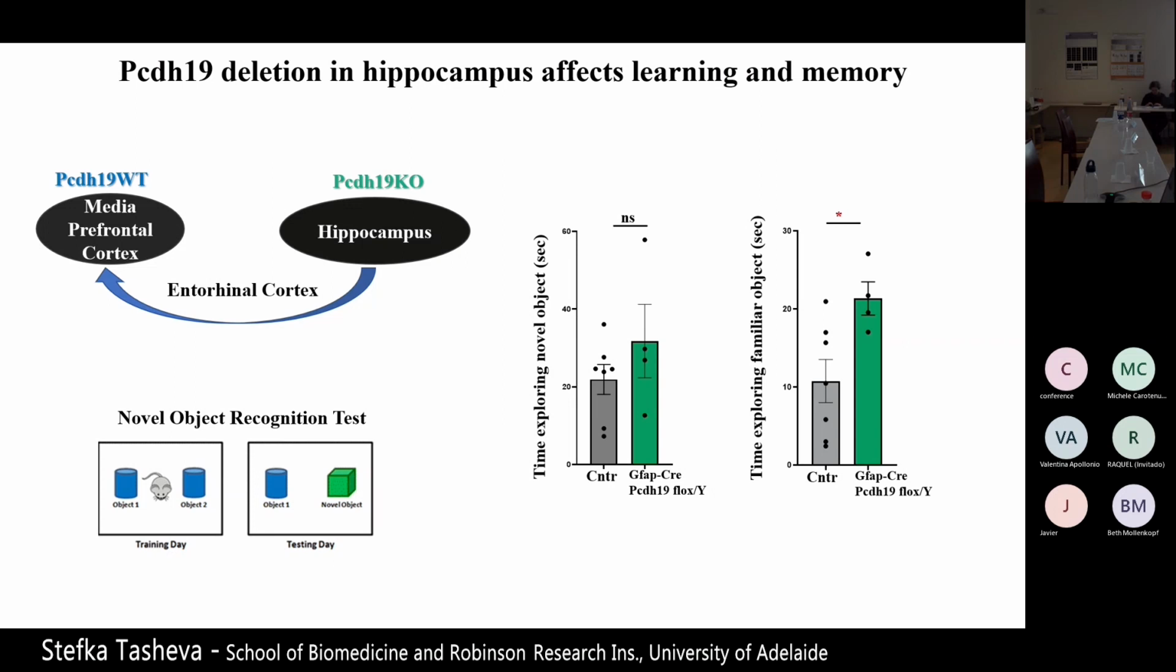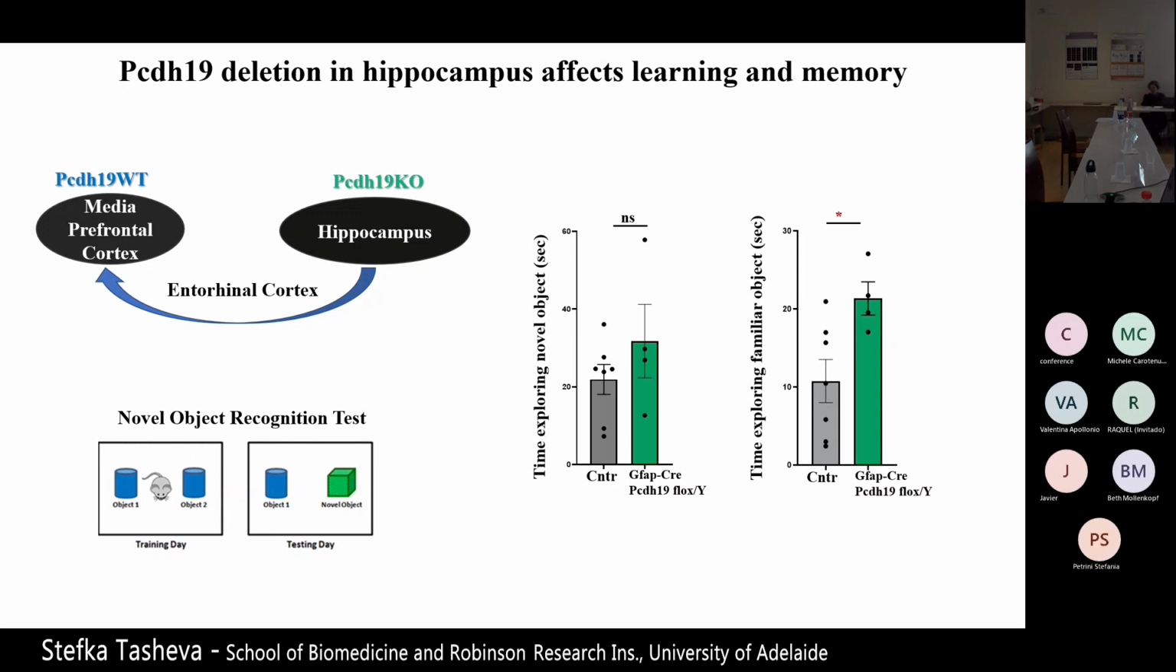The test consists of putting the mouse in a cage with two identical objects, and leaving the mouse to get familiar with the objects, play with them, etc. And 24 hours later, we put the same mouse in the box, but in this case, we have the familiar object plus a novel object. Rodents usually tend to explore the novel object more than the familiar object. It's the way that we can assess whether the learning formation is affected or not.